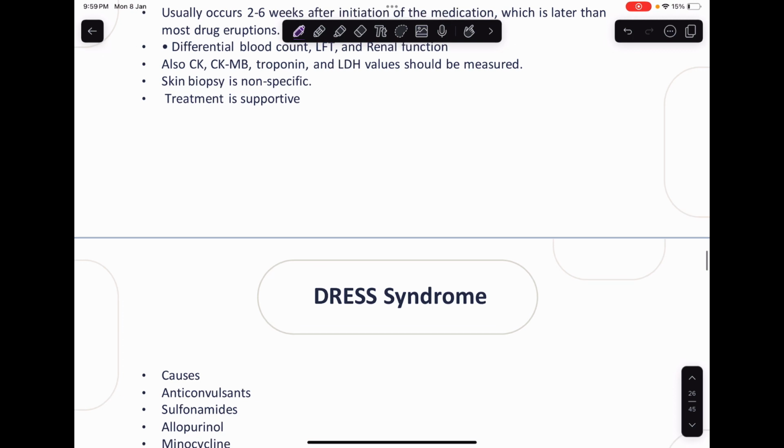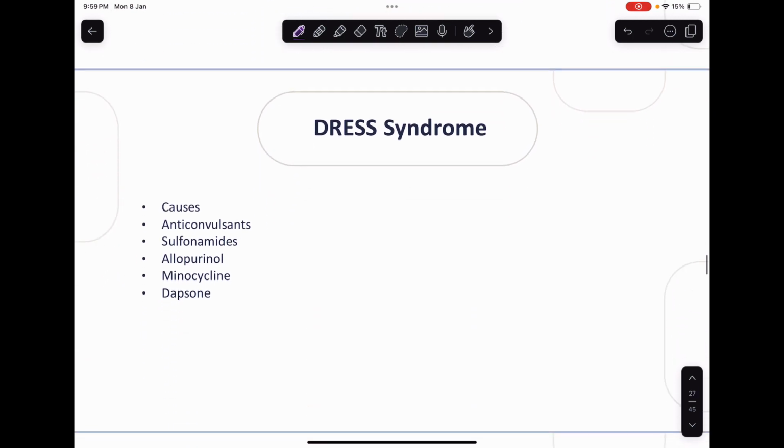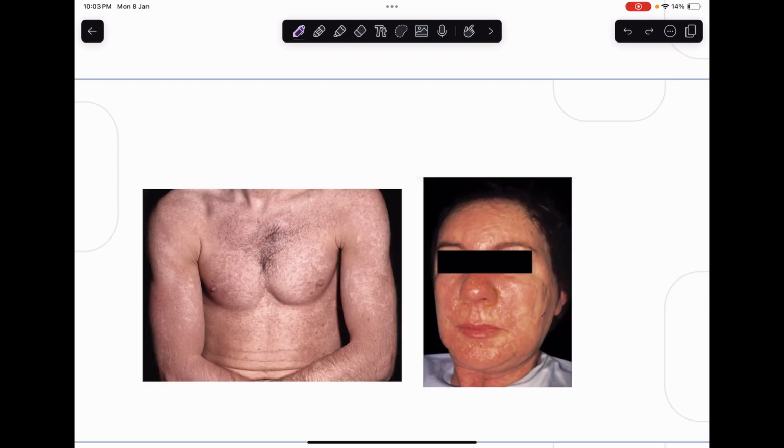هذا بالنسبة للدريس syndrome. بالنسبة للcauses most common cause اللي هو anticonvulsant, sulfonamide, allopurinol, minocycline and dapsone. طيب بالنسبة للمورفولوجي the eruption start as a morbidiform eruption but then it progresses to diffuse confluent erythema, usually begins on the trunk, also begins on the face. If it's يعني affect more than 50% of the body, it also suggests that it's most likely to be DRESS syndrome. It can also affect the mucous membrane such as the mouth or the pharynx.